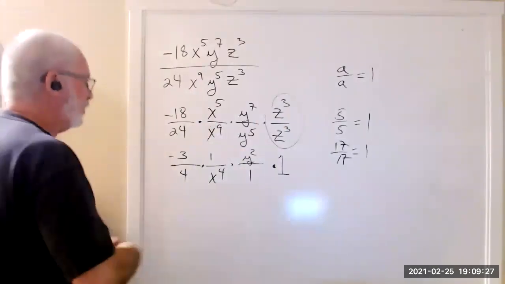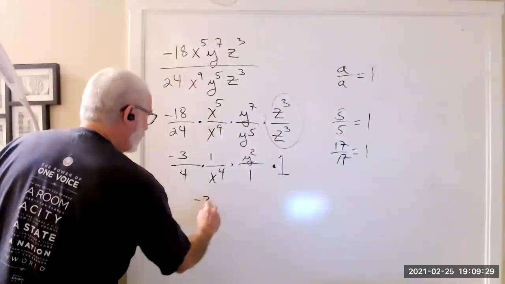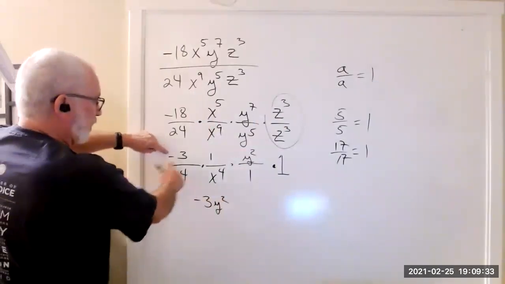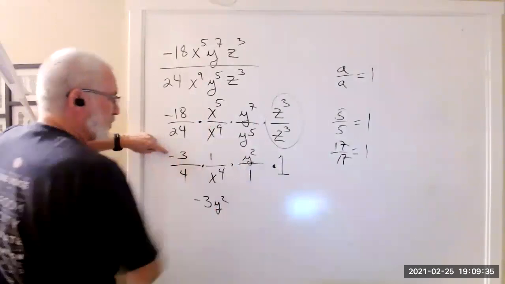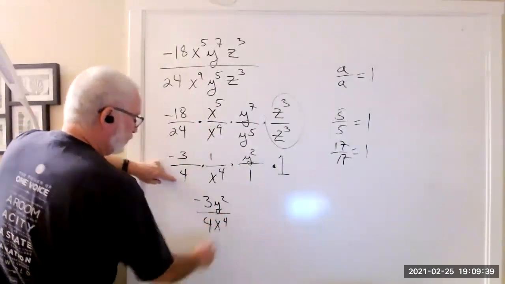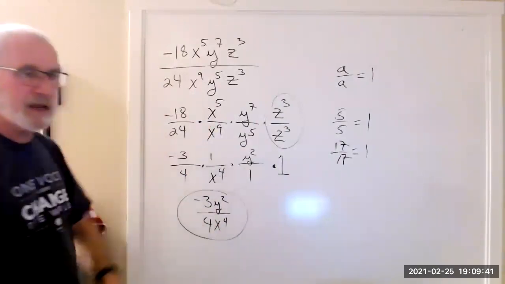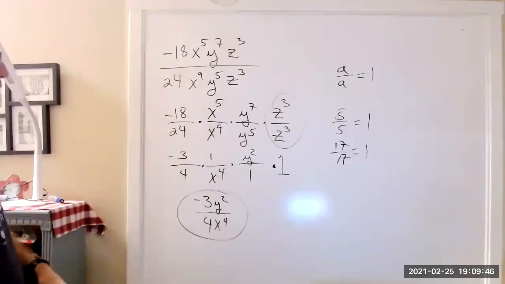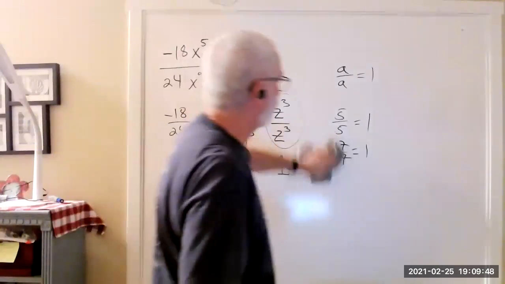All right, shove all this together. Final answer: -3y squared, because you're multiplying -3 times 1 times y squared over 4x to the 4th. And that would be my answer. Is that okay with everybody or not? Any questions or clarifications you need on it?